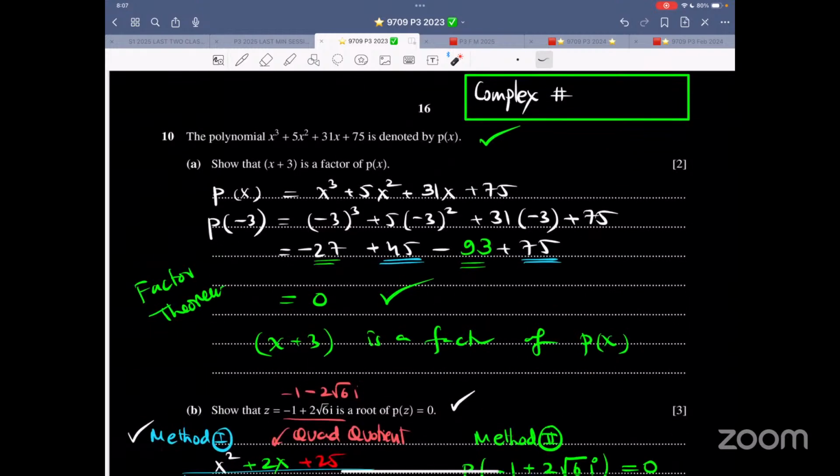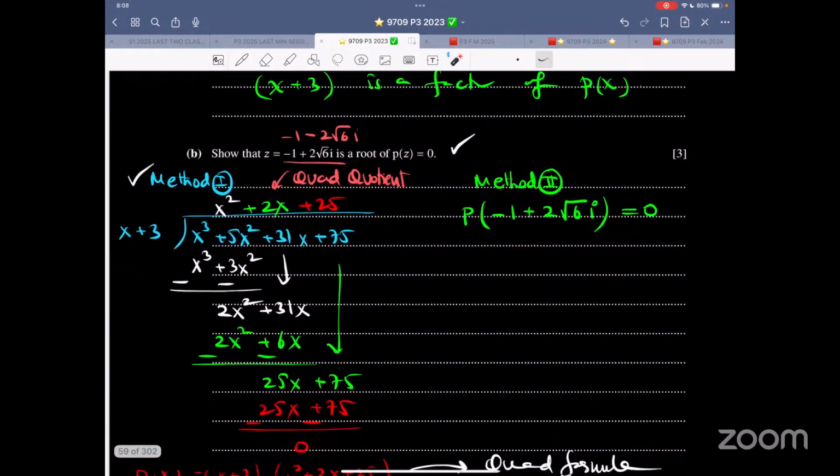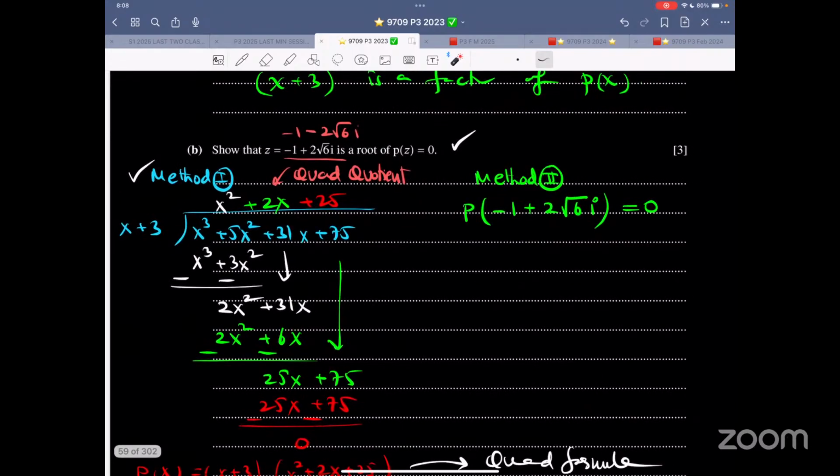Question number 10. Now it says the polynomial is this much, and show that x plus 3 is a factor of p(x). Very simple application. Plug in -3. It should equal 0. It's an application of the factor theorem. Show that z is such and such is a root of this equation.